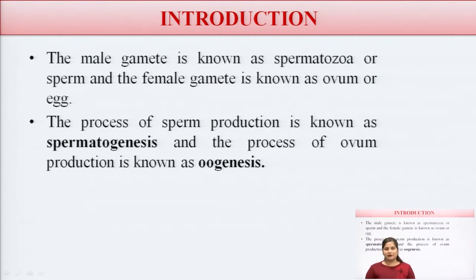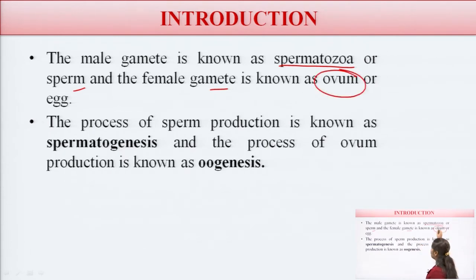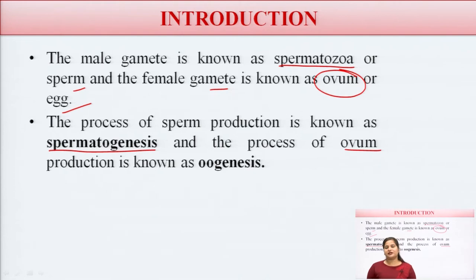The male gamete is known as the spermatozoa or the sperm, and the female gamete is known as the ovum or the egg. When they fuse together, they form the zygote. The process of sperm production is known as spermatogenesis and the process of ova or egg production is known as oogenesis. So, the formation of sperms is spermatogenesis and the formation of the egg is oogenesis, and both come under the process of gametogenesis.